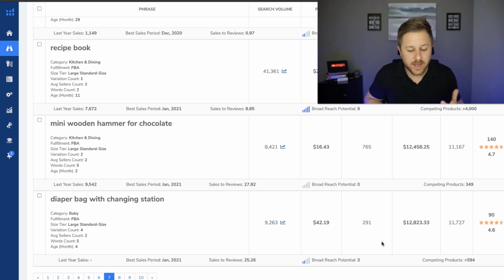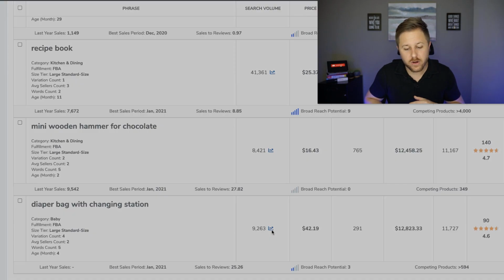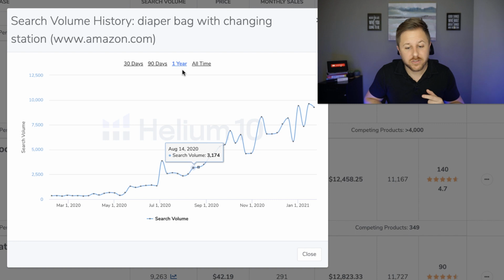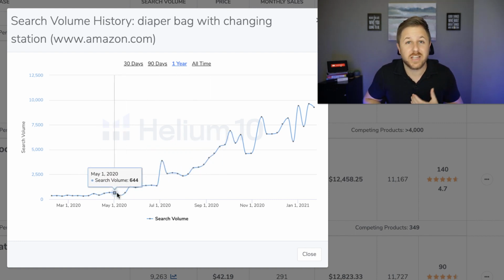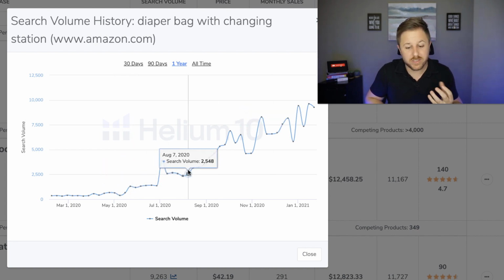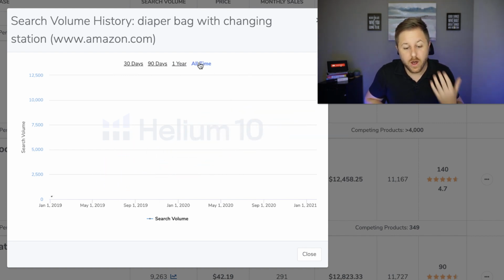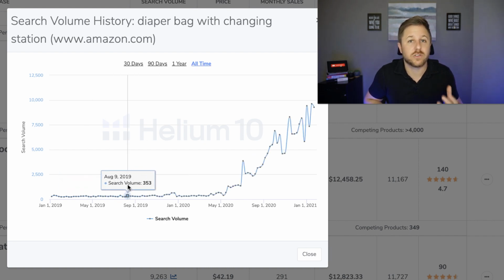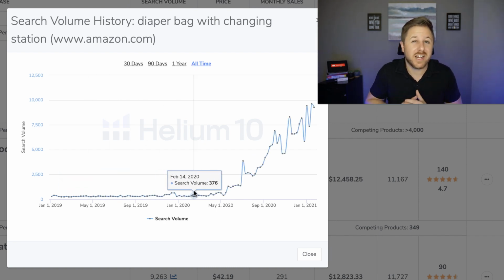And one other thing I like to do while I'm looking at this information is look at the search volume history for this main keyword. So I'm going to hit this little blue arrow right here, and we could see in the last year it's been on the uptrend since May 1st. So you could see back here there's less than 1,000 people searching this product on Amazon, and then over the months it's just been growing. And then if I go to all time, you could see there's like no search volume back here. So I'm guessing it has to do with whatever's going around in the world right now. There is COVID, so a lot of the bathrooms were closed, so people had to change their babies.